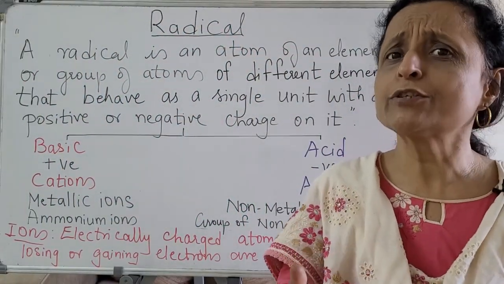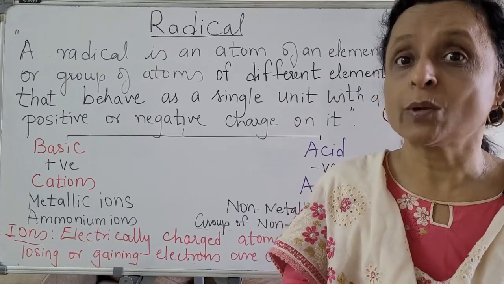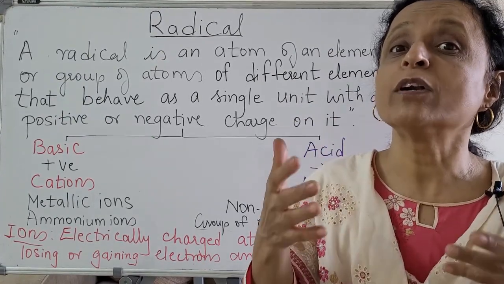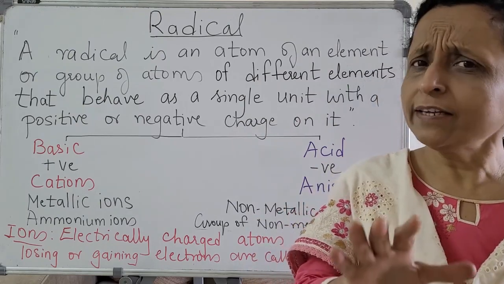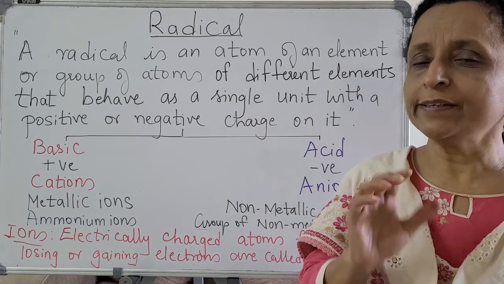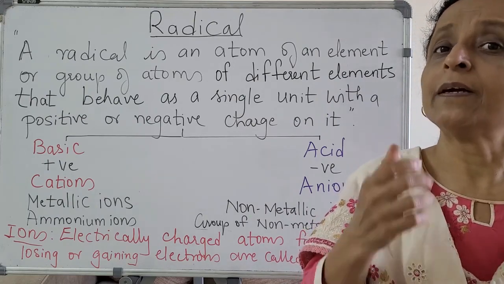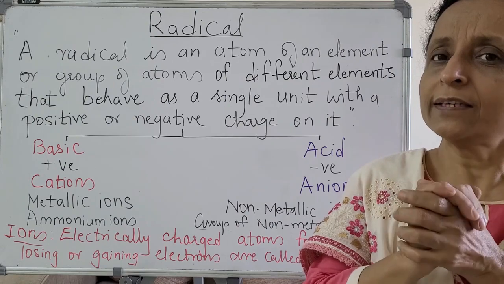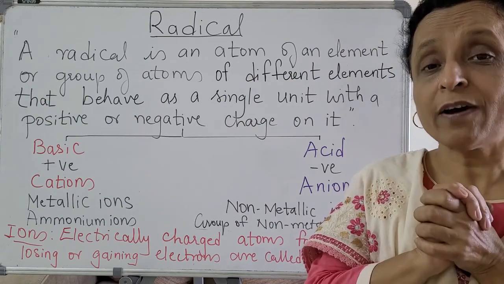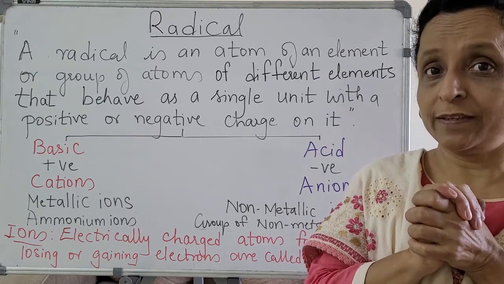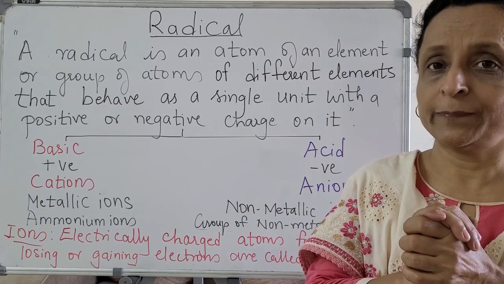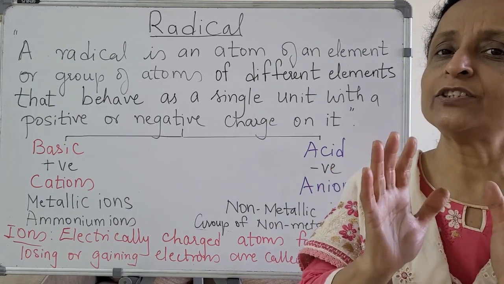Now you have understood what atom is, what molecule is. So now you have to understand what is radical. Now radical is a charged atom. Now, 1 atom will be charged. Now, even a group of atoms, they come together, behave as one unit and they are charged. So, that is radical.